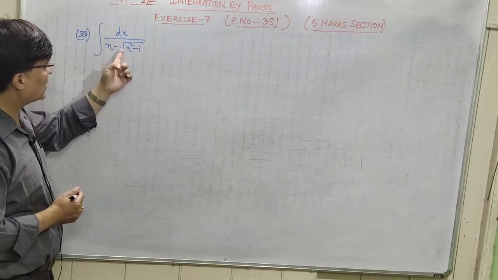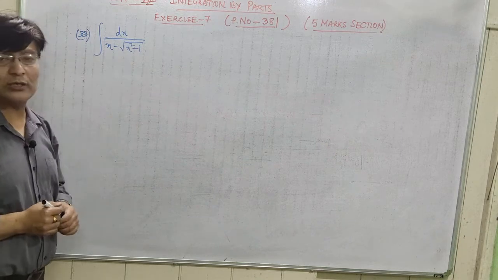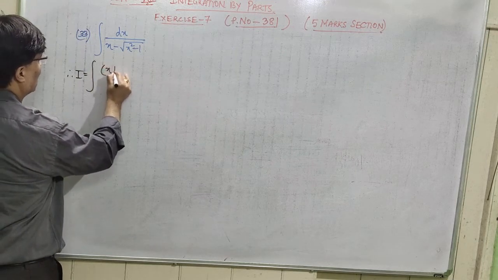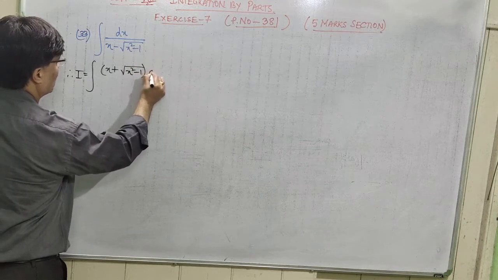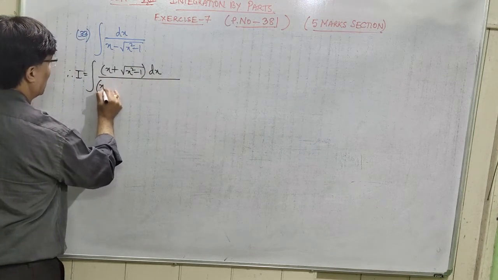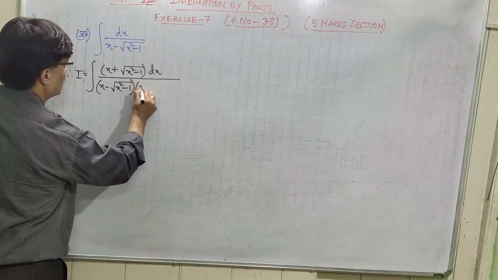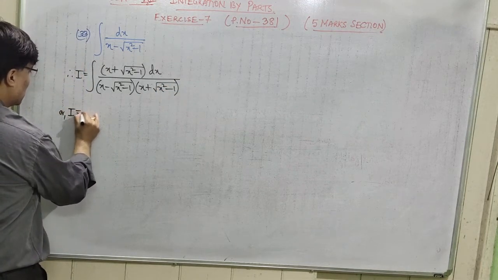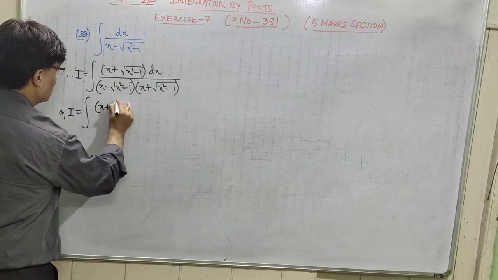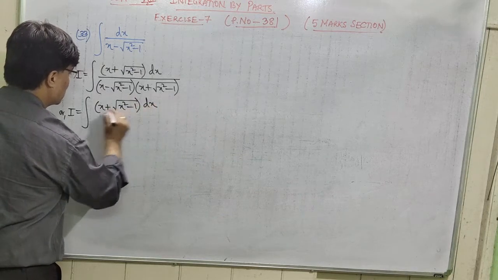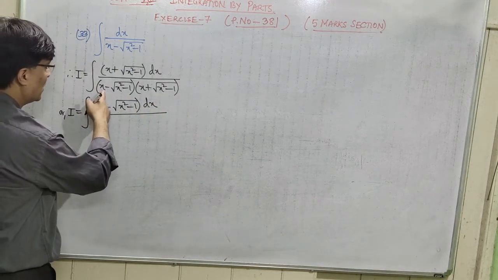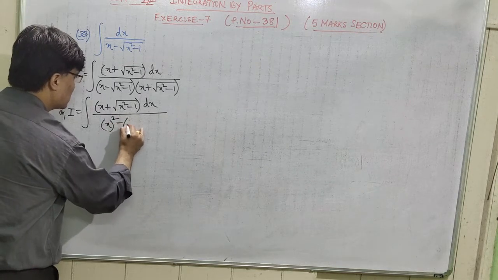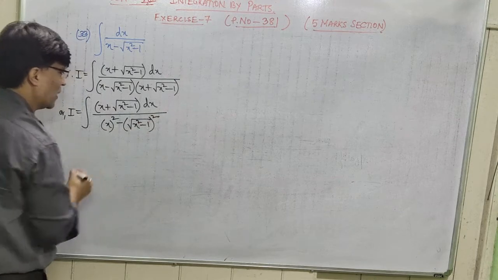You have to multiply both numerator and the denominator by the opposite sign, that is x plus root under x square minus 1, right? So let us write I is equal to integration of, within bracket, x plus root over x square minus 1, then dx divided by x minus root over x square minus 1 into x plus root over x square minus 1, right? So I is equal to integration of x plus root over x square minus 1 dx divided by, what is the formula that you can use here? a minus b into a plus b, that is a square minus b square. a square is x whole square minus root over x square minus 1 whole square, right?